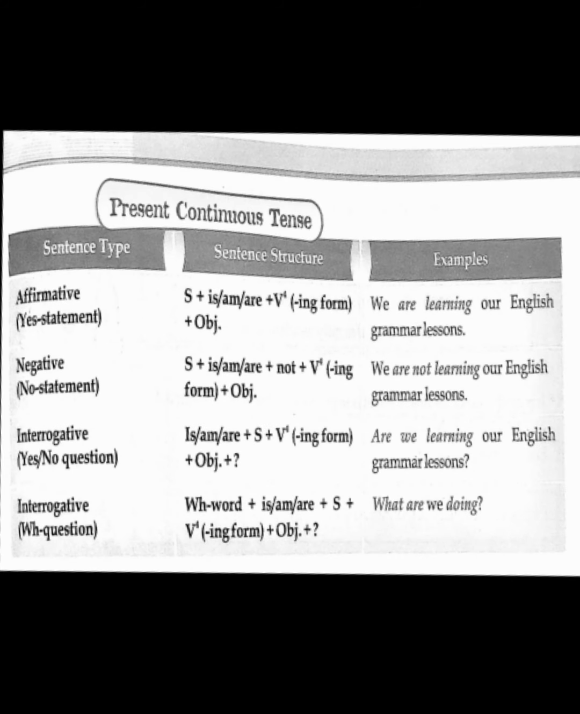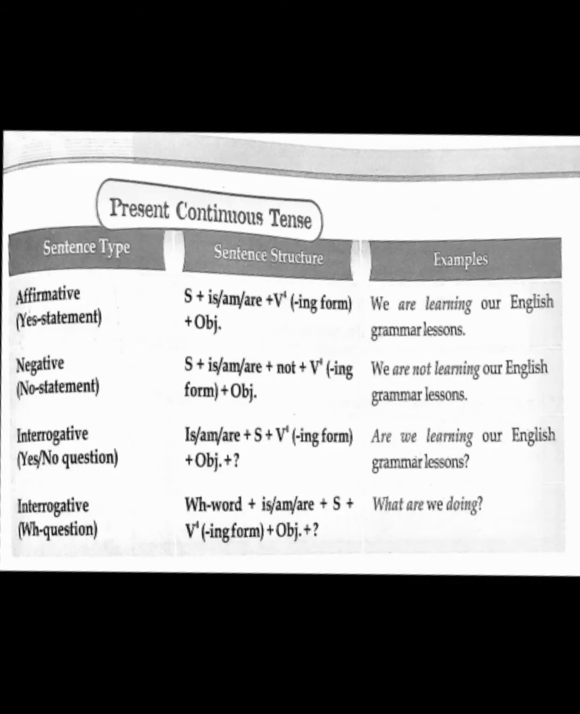Now let's see the present continuous tense. Let's see how we can conjugate and change the structure of the sentence in affirmative, negative and interrogative in present continuous tense. So students, the type we have is affirmative. And what will be the structure? The rule says subject plus is/am/are plus verb fourth form, that is verb first form plus ing. So students, whenever we conjugate verb first form plus ing, that is known as verb fourth form.